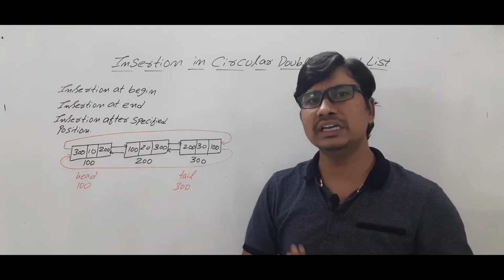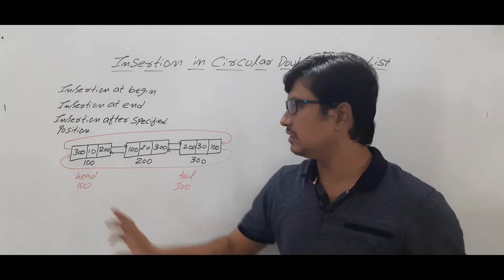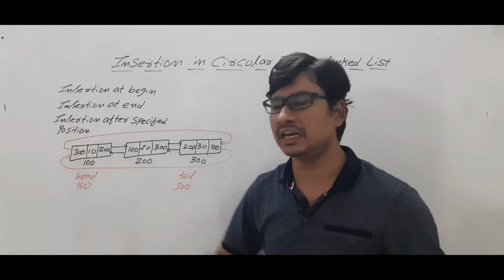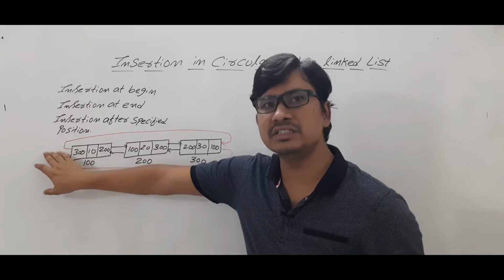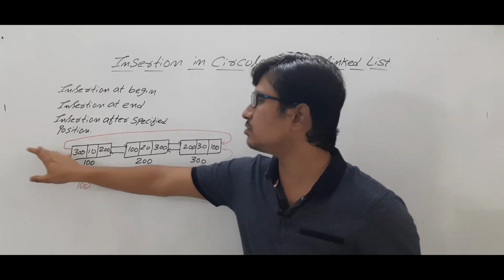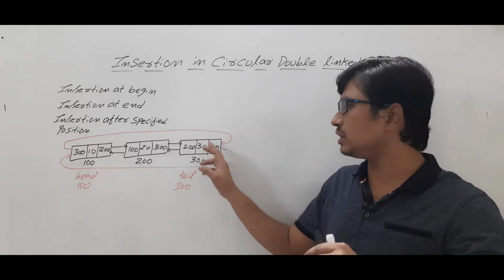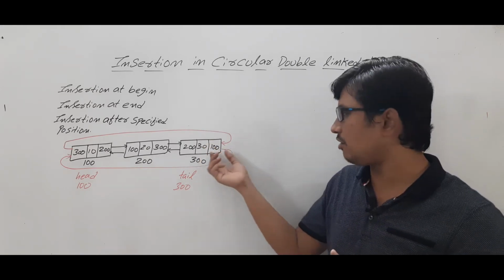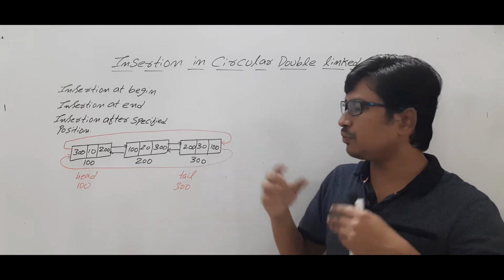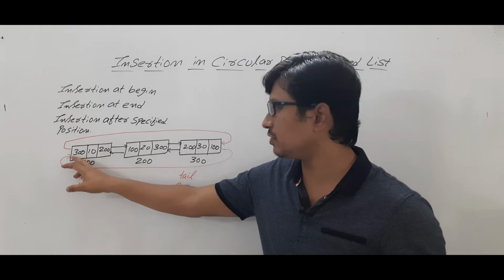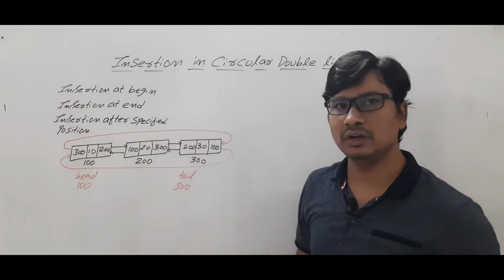If it is only a double linked list, then the address of the previous node in the first node will be null, because before this there is no node. Even the address of the next node in the last node will be null, because after this node there is no node. But in a circular double linked list, the last node will be pointing to the first node and the first node will be pointing to the last node.